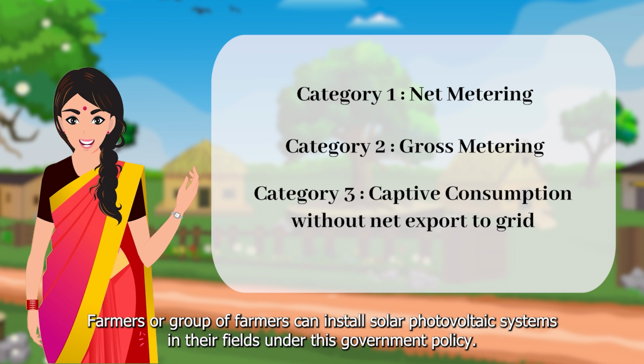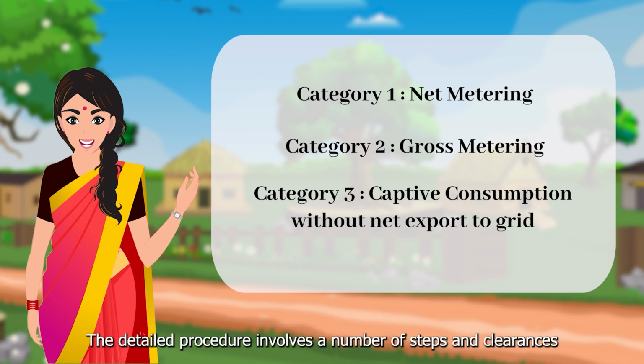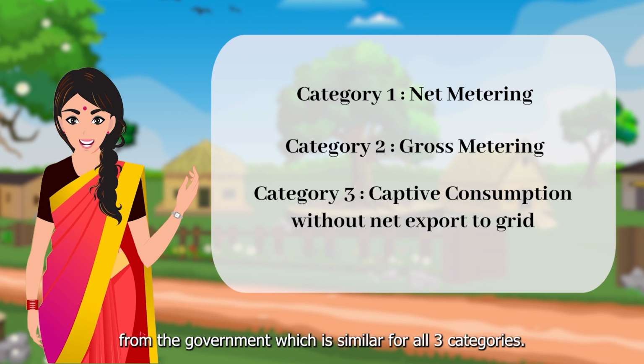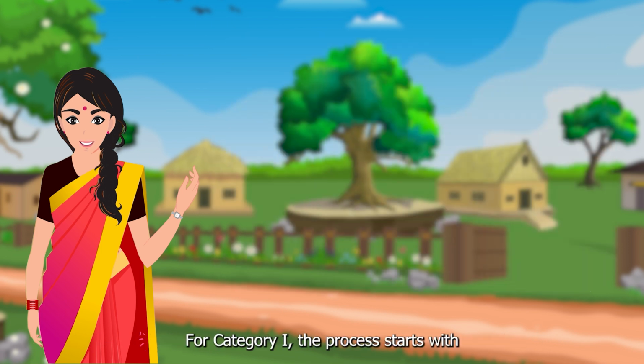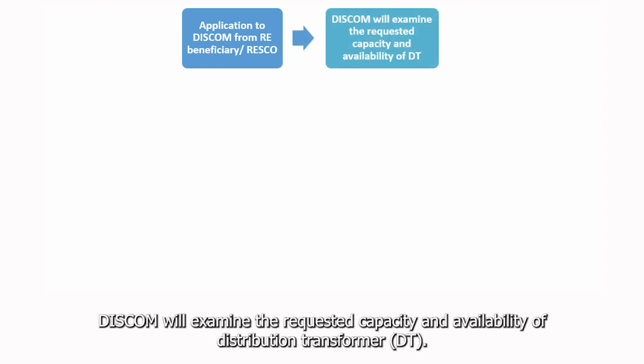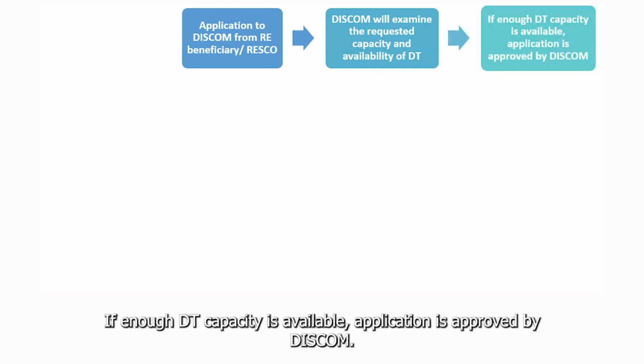Farmers or groups of farmers can install solar photovoltaic systems in their fields under this government policy. The detailed procedure involves a number of steps and clearances from the government, which is similar for all three categories. For Category 1, the process starts with an application to the DISCOM from the renewable energy beneficiary or a RESCO. The DISCOM will examine the requested capacity and availability of the distribution transformer. If enough DT capacity is available, the application is approved by the DISCOM.